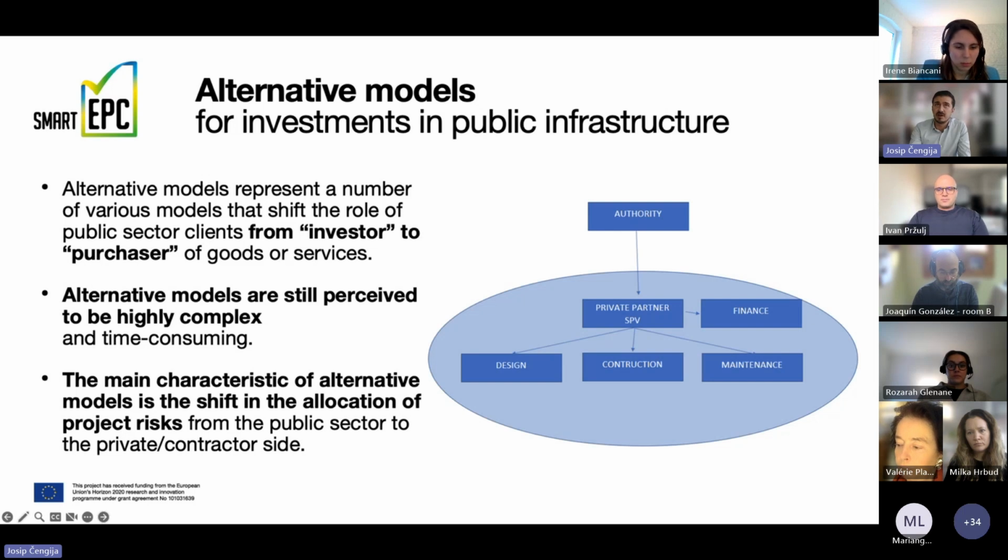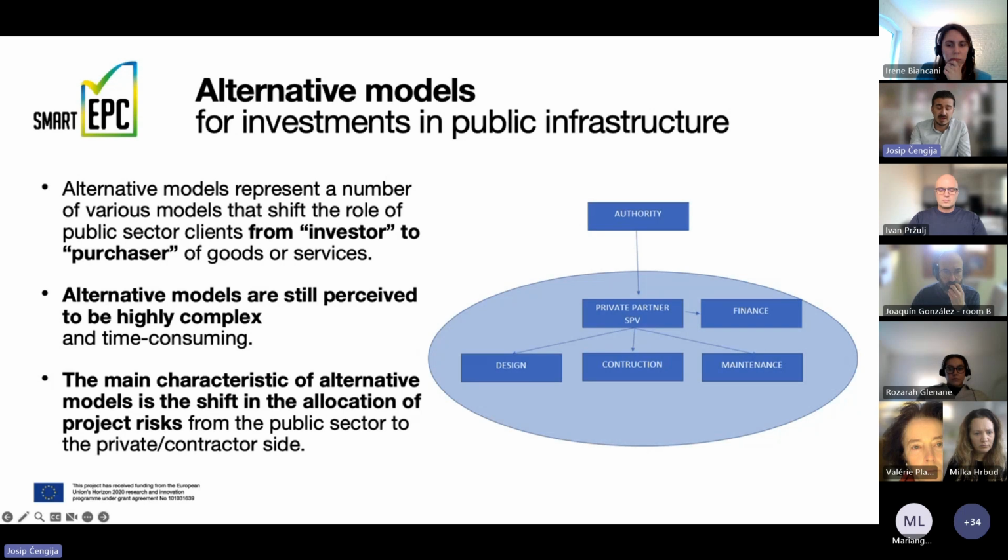Alternative models are perceived to be highly complex and quite time-consuming, but this is only because they're still new. A lot of public officials from public administration haven't used them, so they haven't been familiarized with the roles of public sector clients in managing this kind of project. They don't know how to procure it. They don't know how to write up specifications and contracts. And in most cases, especially for the first few projects procured by a municipality or ministry or any public sector client, you will need consultants, agencies, or some other form of facilitators to help you procure these projects. And then it would be much simpler to do it, of course, again.